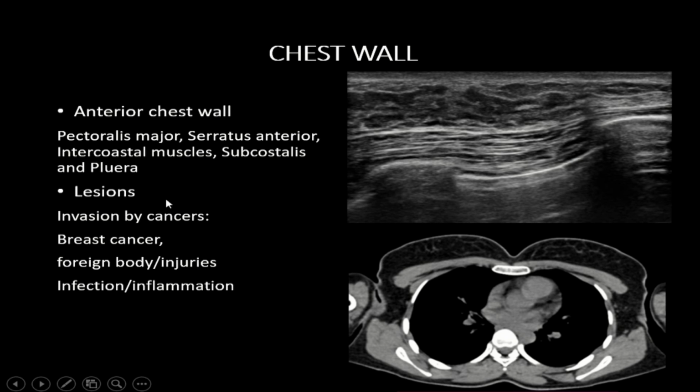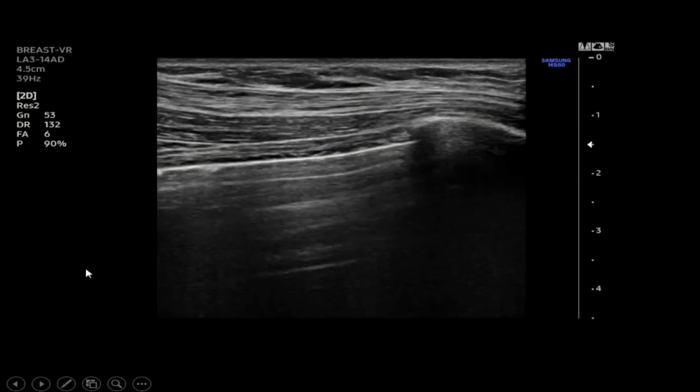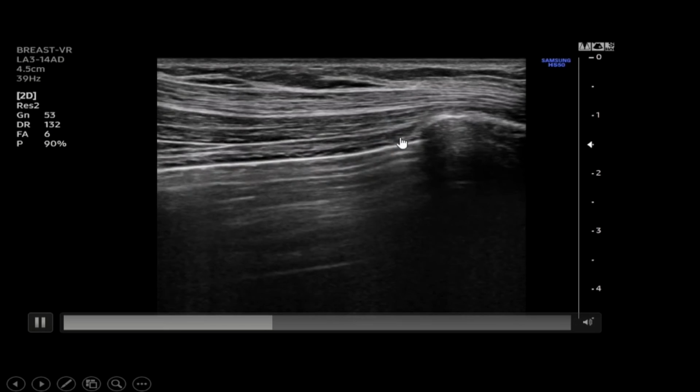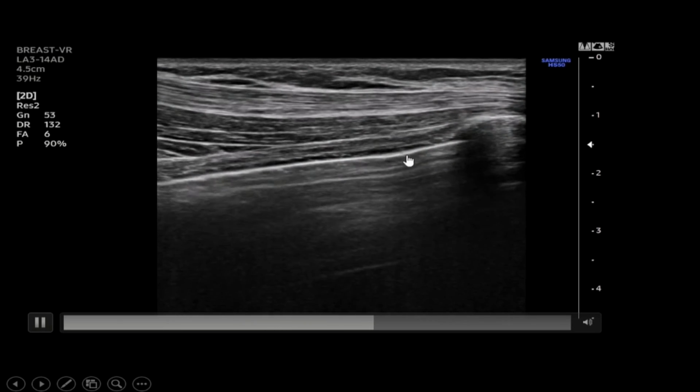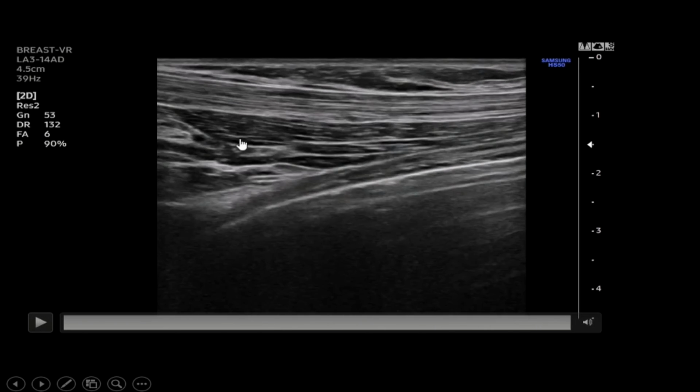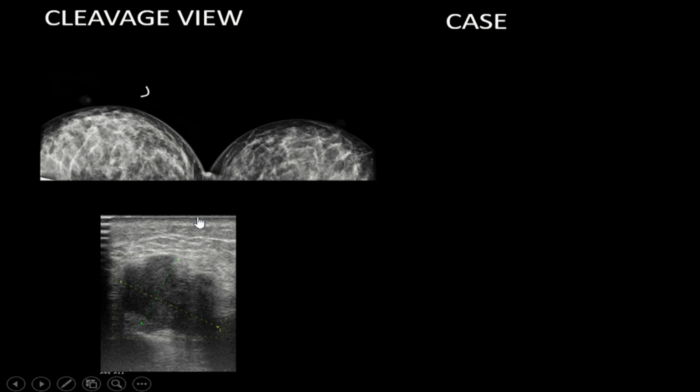The lesions of the chest wall are envisioned by cancers, most commonly breast cancer, foreign bodies, injuries, infection and inflammation. So this is how we scan pectoralis major, minor, serratus anterior and the chest wall, and we are going towards the axilla. It is forming the axilla over here.